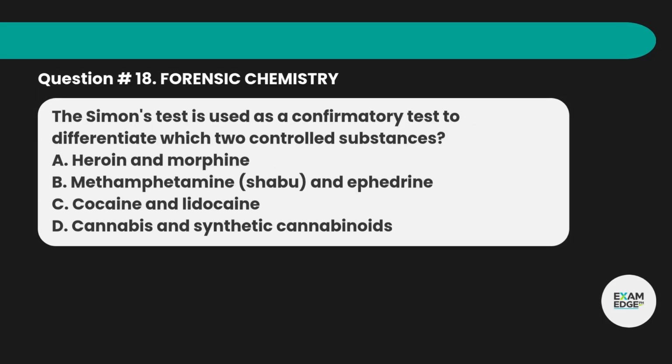Question number 18. Forensic chemistry. The Simon's test is used as a confirmatory test to differentiate which two controlled substances? A. Heroin and morphine. B. Methamphetamine, shabu, and ephedrine. C. Cocaine and lidocaine. D. Cannabis and synthetic cannabinoids.